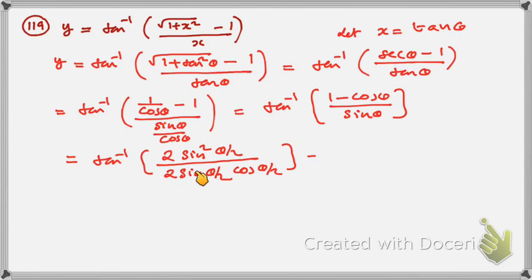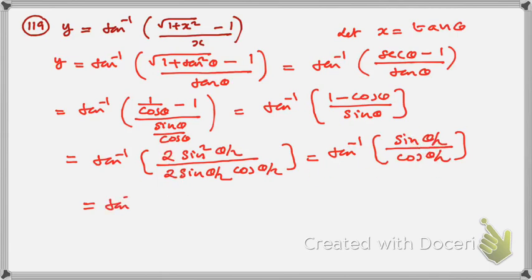2 and 2 will cancel. One sine theta by 2 and sine theta by 2 will cancel. So what I have is sine theta by 2 by cos theta by 2, which will be tan theta by 2. Sine theta by 2 by cos theta by 2 is what I have after cancelling the like terms. And then sine by cos makes it tan. So tan inverse of tan theta by 2. Tan inverse and tan will cancel. So I have just theta by 2. And what is theta? If tan theta is x, theta will be tan inverse of x. So half tan inverse of x.